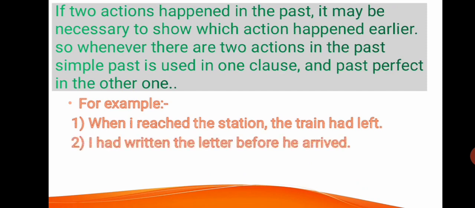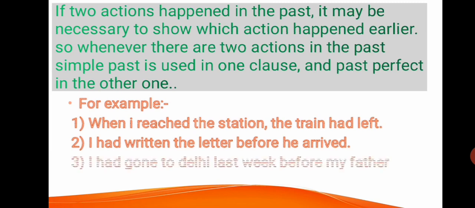I had written the letter before he arrived. Again there are two actions taking place. One is about writing the letter and the other one is about somebody's arrival. So we have used simple past here and I had written the letter in past perfect tense. Actually, past perfect tense is used when, out of the two actions, it is necessary to emphasize that the preceding action was completed, finished before the succeeding action started.